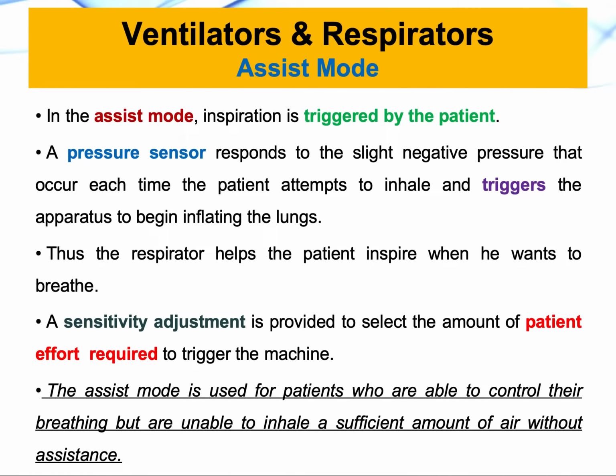We need a sensitive adjustment to select the amount of patient effort required to trigger the machine. So there is some adjustment and setup that needs to be done by the biomedical engineer or the clinical engineer in the hospital in order to be able to use the ventilator or the respirator the way the healthcare providers want it to be used. The assist mode is used for patients who are able to control their breathing but are unable to inhale a sufficient amount of air without assistance. And that's where we use ventilators with assist mode.